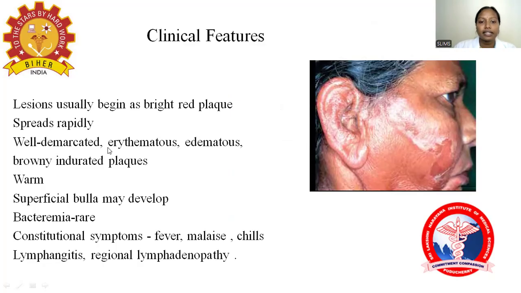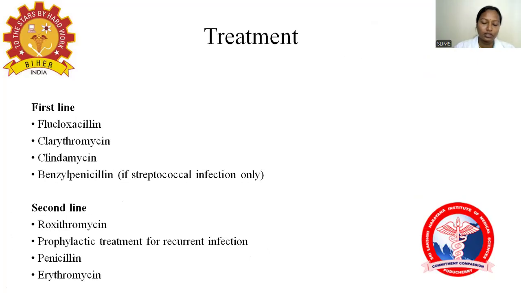So here, a well demarcated, edematous, indurated plaque, with warmth and tenderness also there. And we can see the superficial bulla also. Constitutional symptoms can also be seen, like fever, malaise, and chills. Rarely lymphadenopathy, lymphangitis can also be seen. So what is the treatment? The first line of treatment is flucloxacillin, clarithromycin, clindamycin, and benzylpenicillin. Second line is roxithromycin, penicillin, erythromycin.